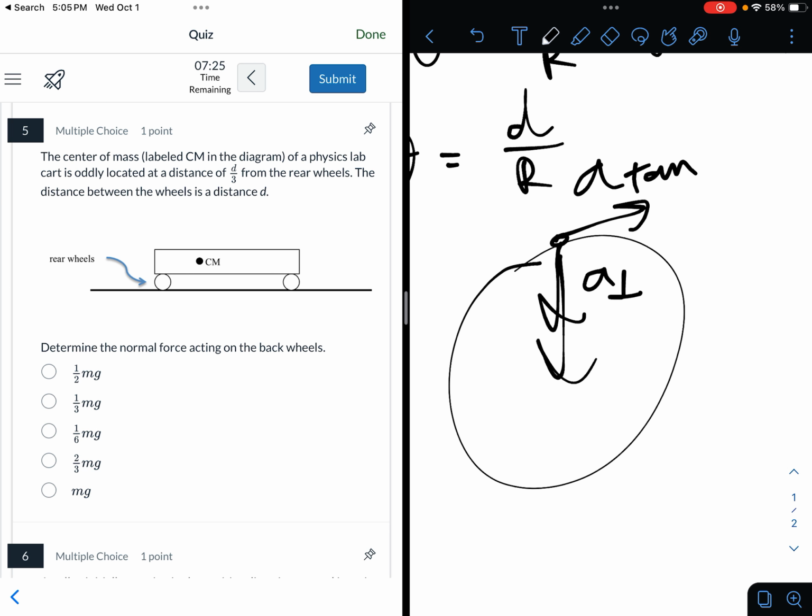So the center of mass is labeled as shown. This is interesting. Okay, so look at the diagram. Center of mass is over there.